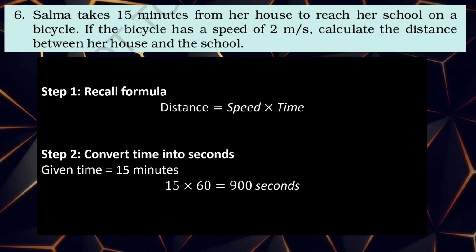Time is 15 minutes, and speed is 2 meters per second. That's why I should convert this 15 minutes into seconds. Both should be in the same unit while calculating. That's why 15 into 60. 15 6s are 90. Therefore, 15 into 60 is 900. Then move on to the next step.